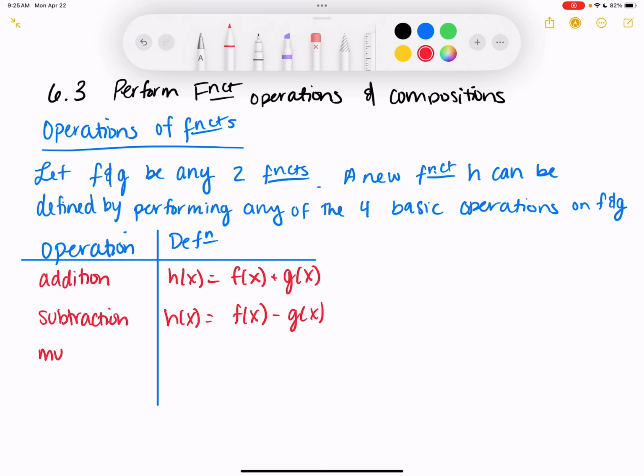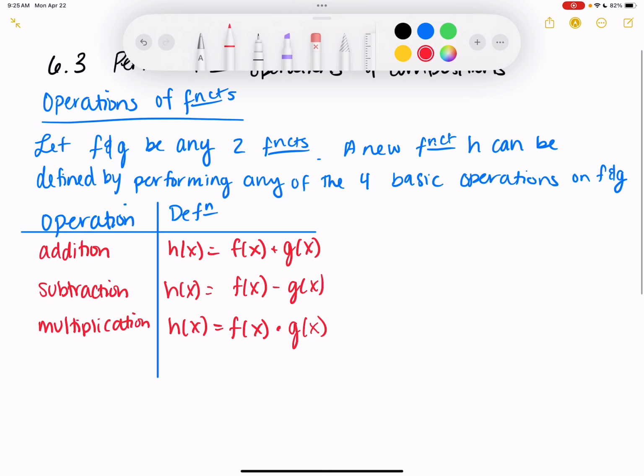Multiplication, h of x is equal to f of x times g of x. And division, h of x is equal to f of x divided by g of x.